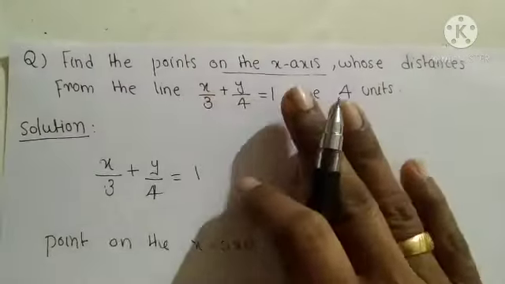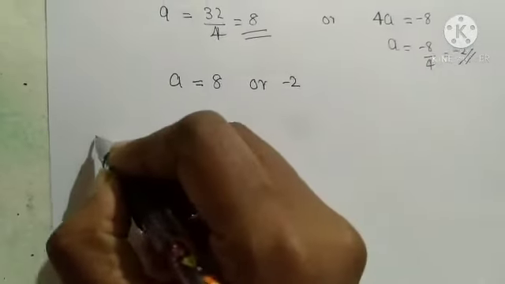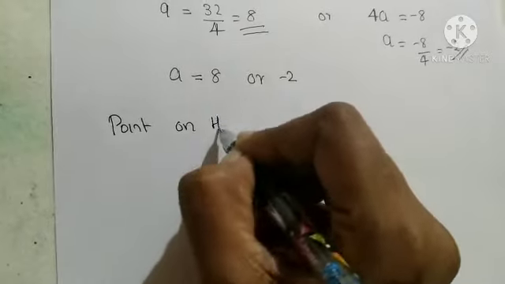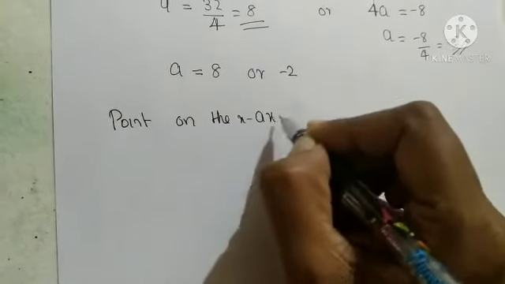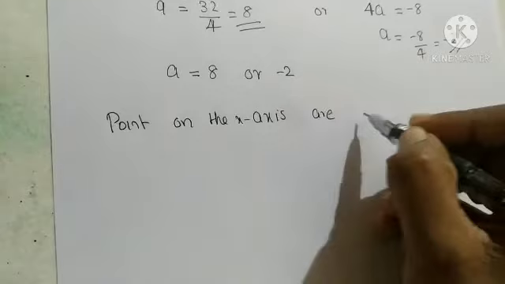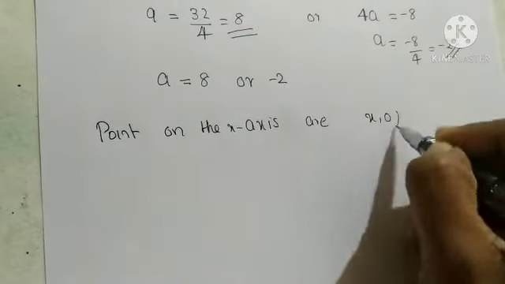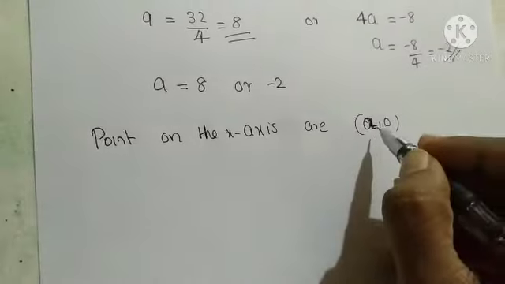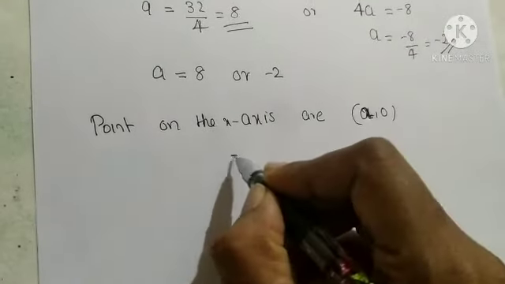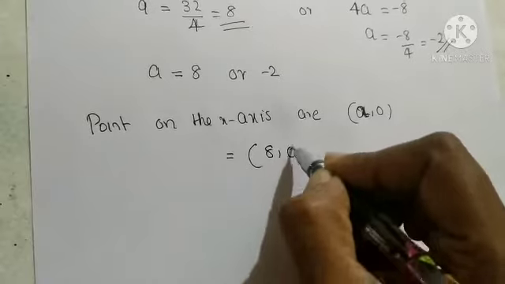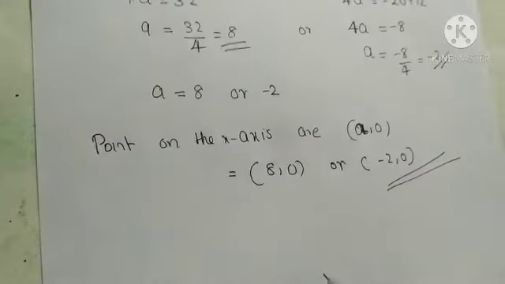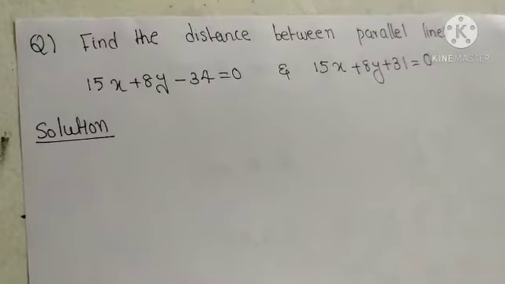In this question, we need to find the point on the x-axis. So the points on the x-axis are x comma 0, sorry, a comma 0. So I am going to substitute the values of a here, and we get either it is 8 comma 0 or it is minus 2 comma 0. Okay, I hope you understood this question.